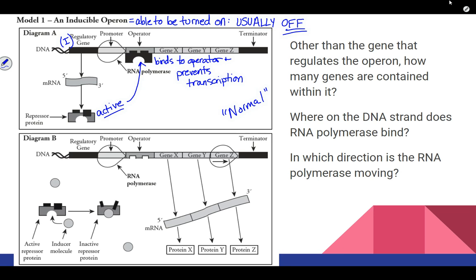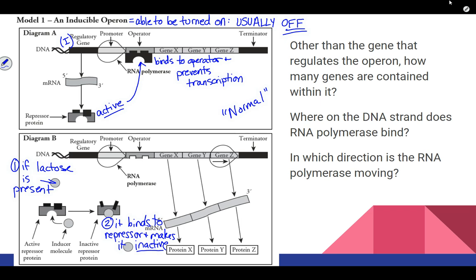molecule. So here we could go through and narrate this and say, number one, if lactose, if that's our example, is present in the environment, then we'll go down here, number two. It binds to the repressor and makes it inactive by changing its shape.